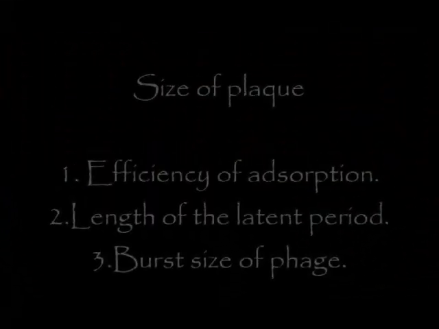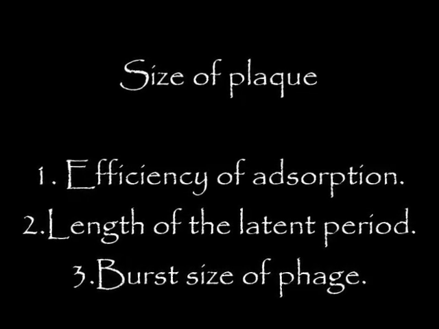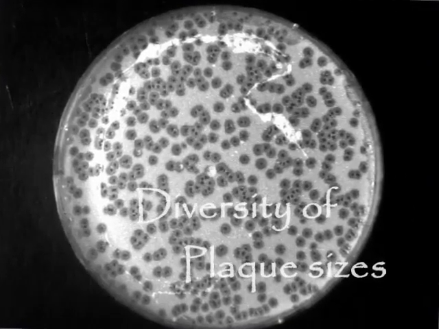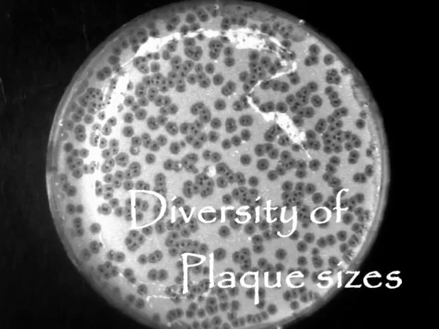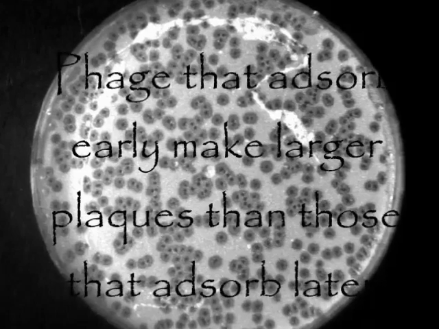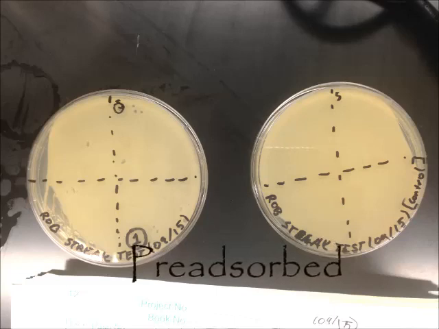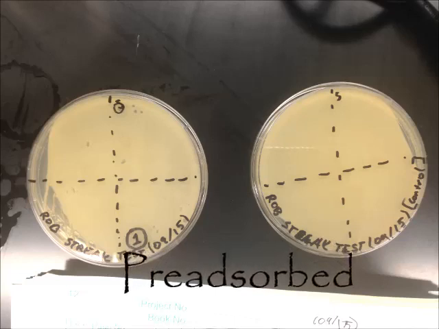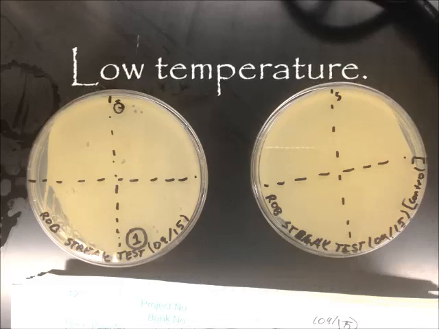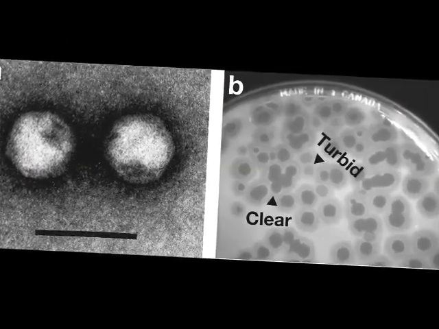The size of the plaque is proportional to the efficiency of absorption, the length of the latent period, and the burst size of the phage. A diversity of plaque sizes can result if the phages infect cells at different times during the bacterial growth phase. Phage that adsorb early make larger plaques than those that adsorb later. To avoid this, phage are often pre-adsorbed to cells under conditions that do not allow phage growth, for example low temperature, then shifted to permissive conditions to induce all of the phage to develop at the same time.